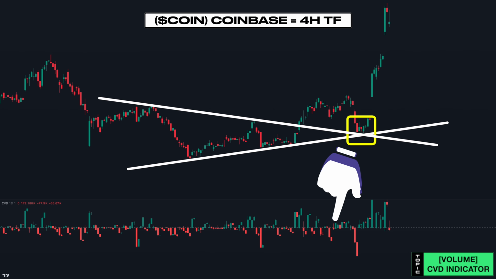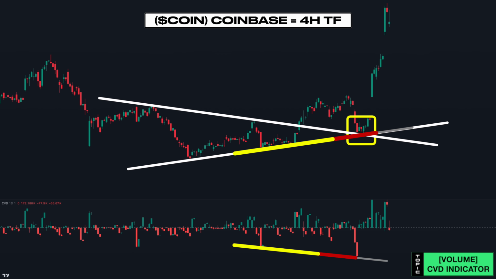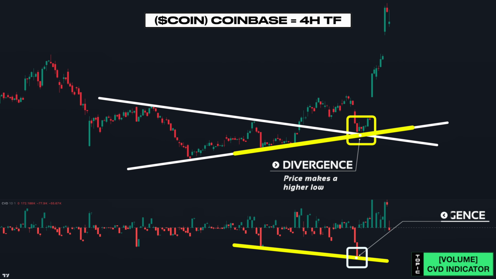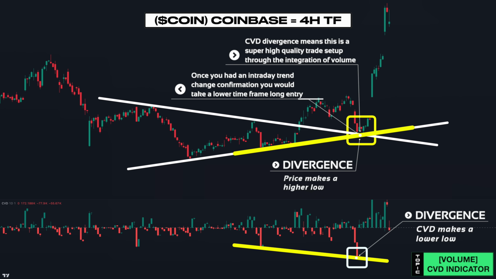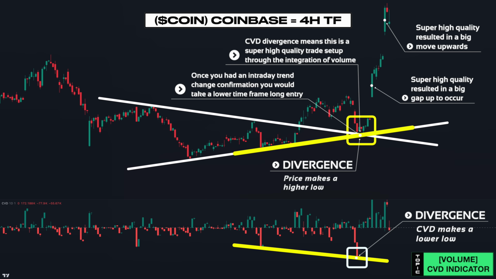When you look at your CVD indicator, you also have a divergence that occurs. Price makes a higher low, while the CVD makes a lower low, which is divergence. This means this is a super high quality trade setup through the integration of volume. Once you had an intraday trend change confirmation, you would take a lower time frame long entry. This setup was very high quality, and it was clear through the gap up afterwards and eventual drastic move upwards.